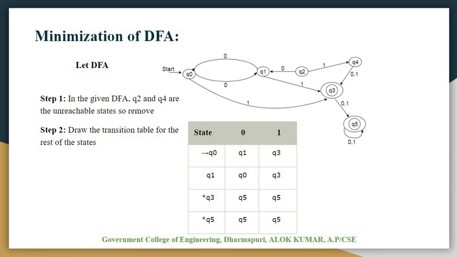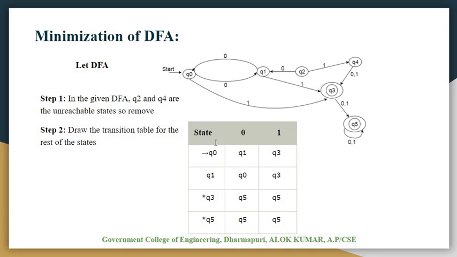Next we will see minimization of DFA. Suppose we take one example like this. Firstly, we see whether any unreachable state is there or not. Using this diagram we can see Q2 and Q4. These two are unreachable states, because from no other state can we go to Q2 or Q4. So we remove those states. That is our first step.